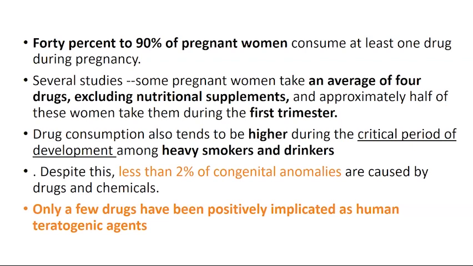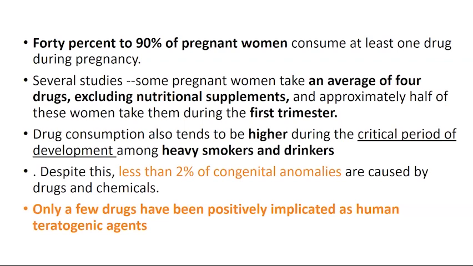Drug consumption also tends to be higher during the critical period of development, and heavy smokers and drinkers can cause congenital anomalies. Despite this, it is a normal occurrence that women take about 3 to 4 drugs on average in the first trimester for one reason or another, other than supplements, or they are smokers and drinkers.